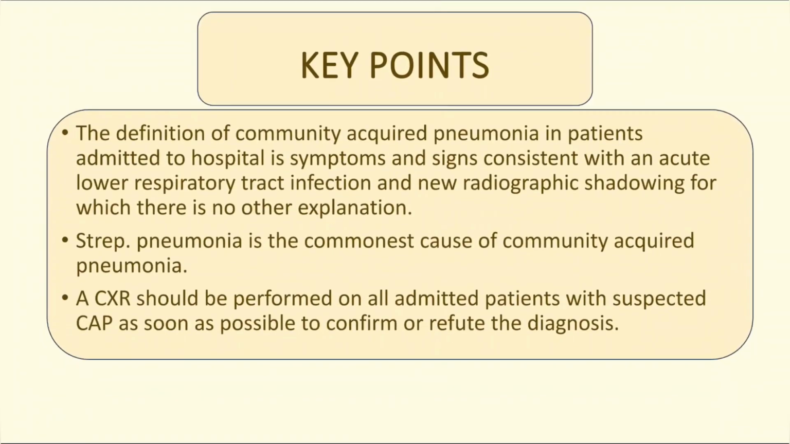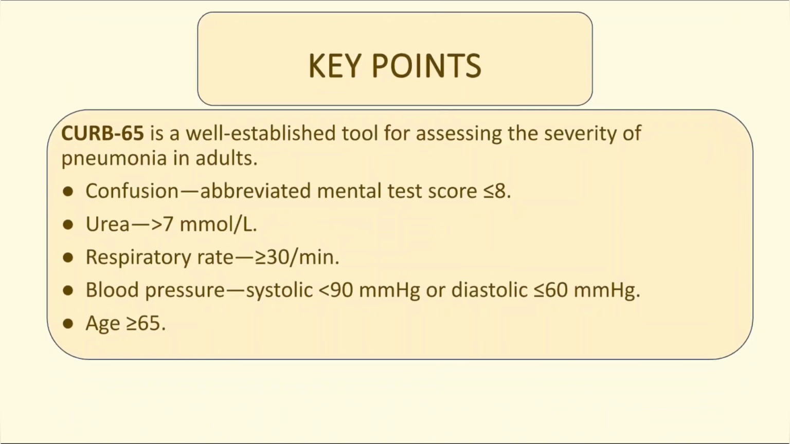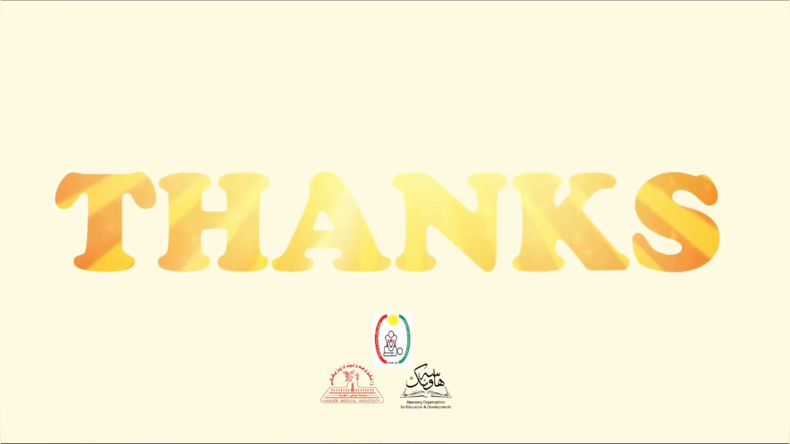So these are the key points. Community-acquired pneumonia in patients admitted to hospital requires signs and symptoms of acute lower respiratory tract infection plus new radiographic shadowing. Streptococcus pneumoniae is the most common cause of community-acquired pneumonia. Chest X-ray should be performed for all patients who are admitted, but it is not necessary for mild cases. The CURB-65 score can establish the severity of pneumonia, and you can decide whether to discharge the patient or admit to the ICU. Thank you.